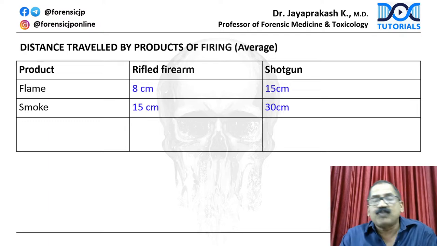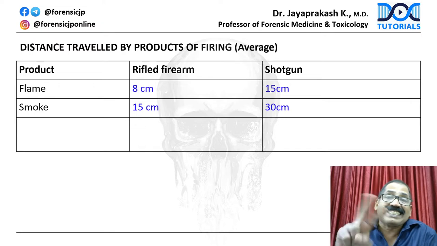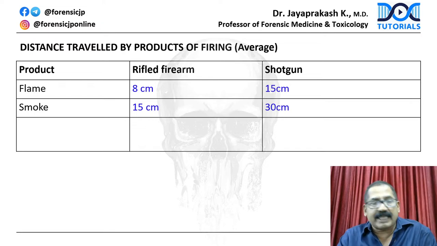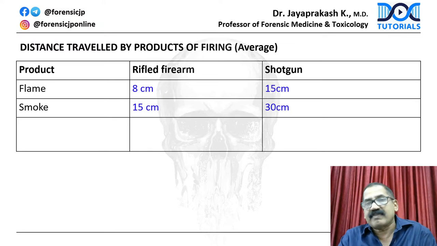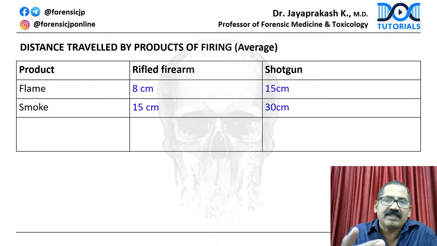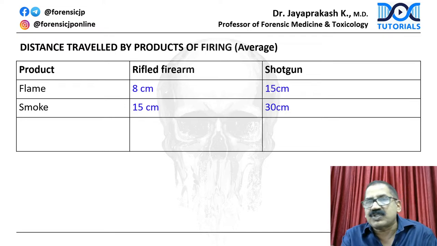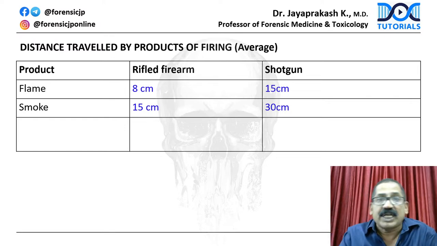Next, coming to the smoke. Smoke is double the flame. You can remember, smoke traverses double the flame. If it is around 3 inches, it goes to 6 inches in case of rifle firearm. And in shotgun, if flame goes to 6 inches, smoke traverses 12 inches or 1 foot.